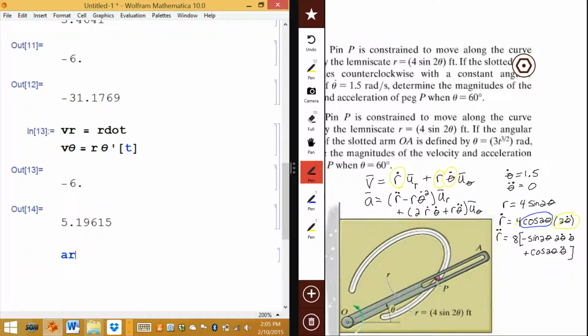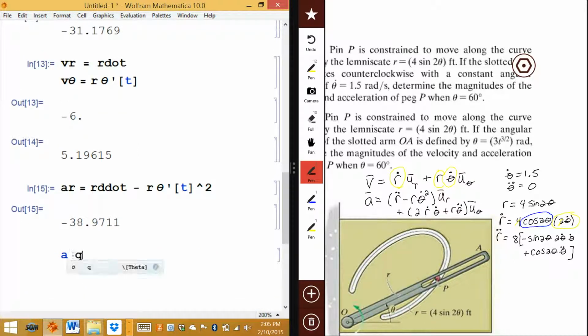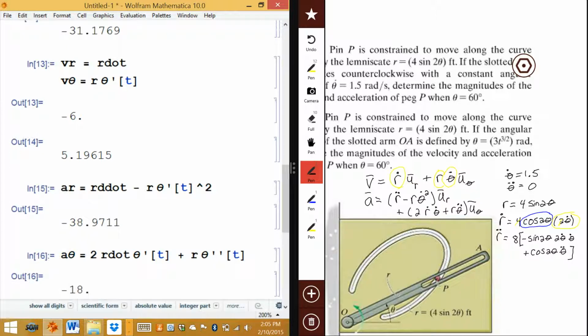The acceleration in the radial direction is equal to r double dot minus r theta dot quantity squared. So that's the A r direction, negative, and then A theta in the transverse direction is equal to 2 r dot theta dot plus r theta double dot, and minus 18. So that's the values of that.